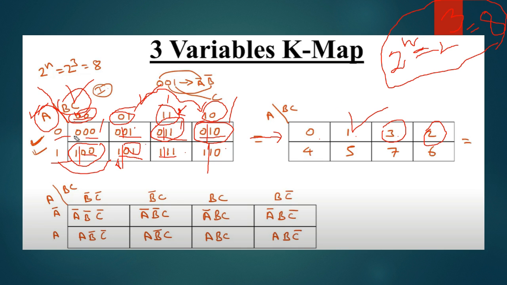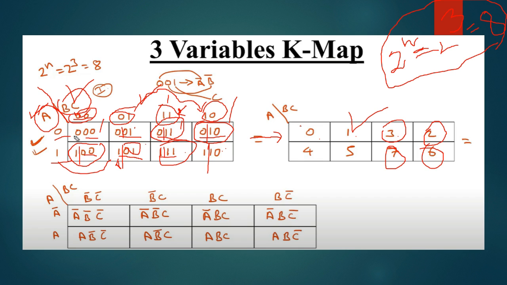What about this one? 100 is equivalent to 4. 101 is equivalent to 5. 111 is equivalent to 7. That's why we have written down 7 over here. 110 is equivalent to the number 6 here. So this is how we can represent a binary 3-variable Karnaugh map as a decimal 3-variable Karnaugh map.